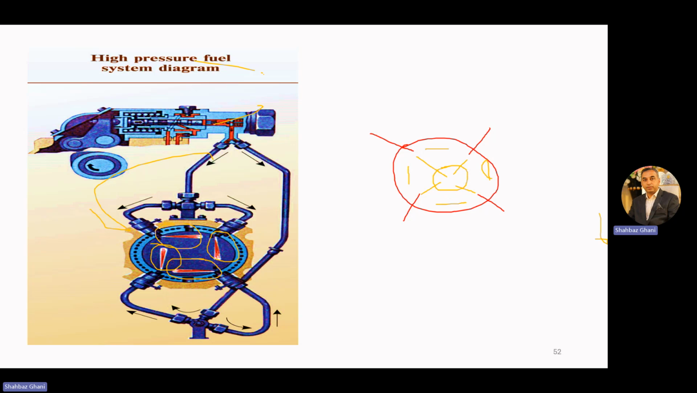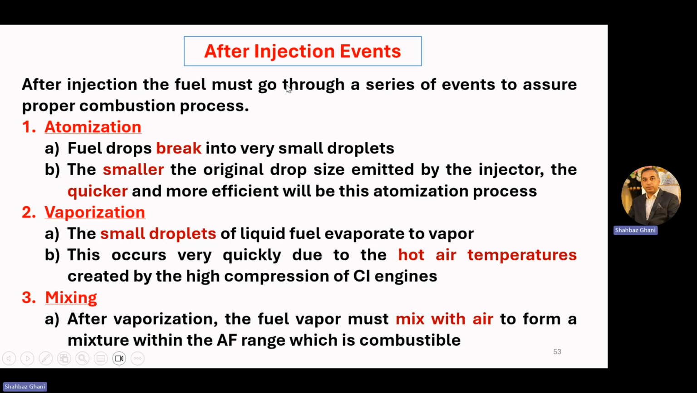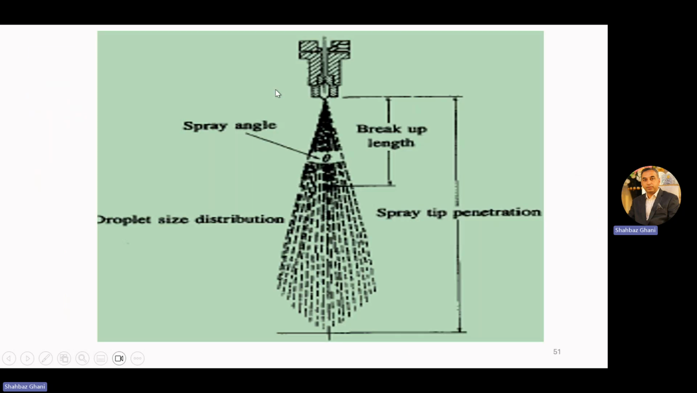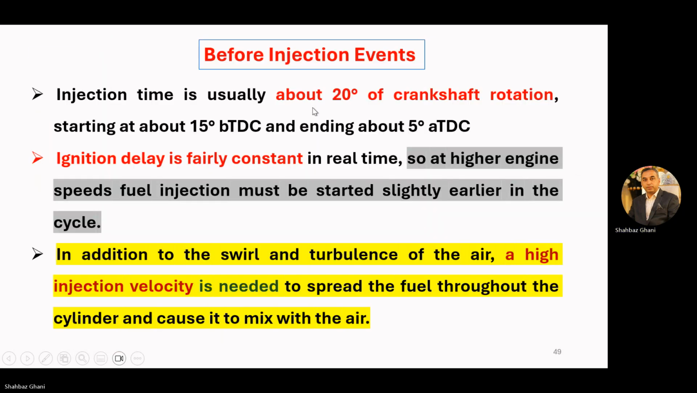So the tip of the nozzle should be placed such that it covers the complete cylinder surface area. Now, these were the events before the injection. 20 degrees is the crankshaft rotation, 15 degrees before TDC and 5 degrees after TDC.